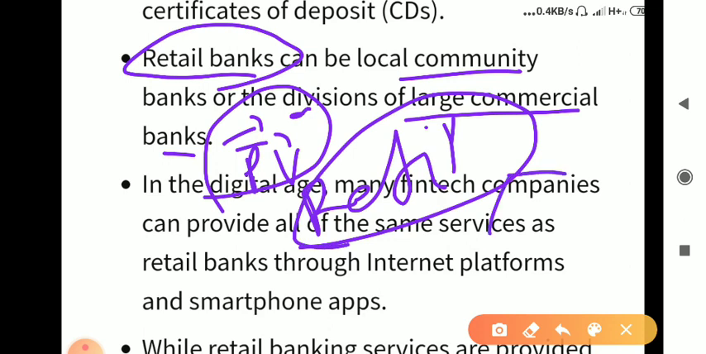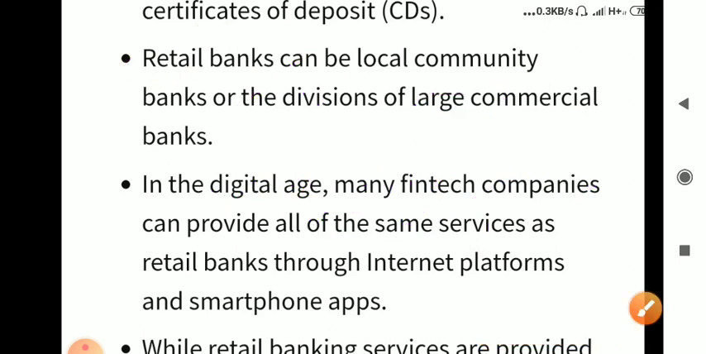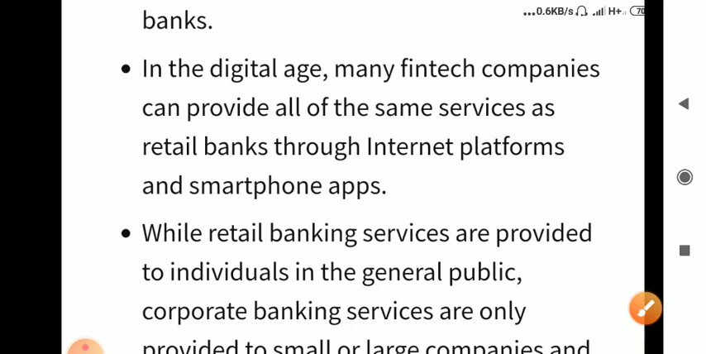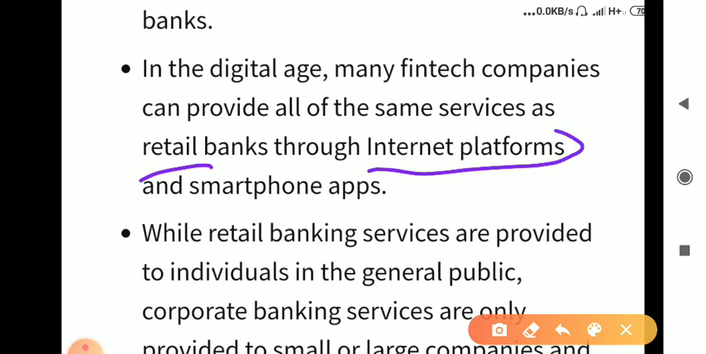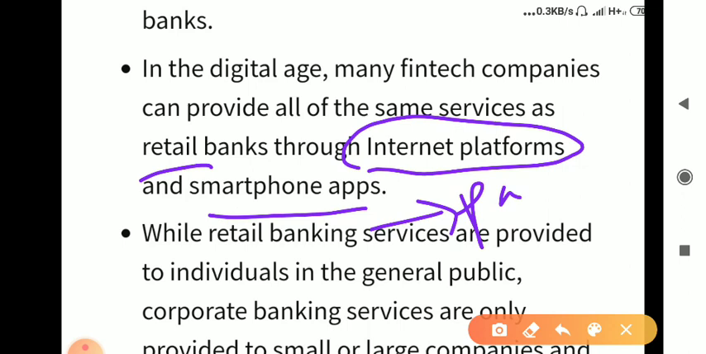So in the businesses we have retail and something like MSME, in the loan sectors, right? In the digital age, many fintech companies are also now dealing with some retail business. More focusedly, internet platforms and smartphone apps are going on, like all the pay apps such as PhonePe and Paytm, which has Paytm Bank. So they are also now providing facilities to retail customers.